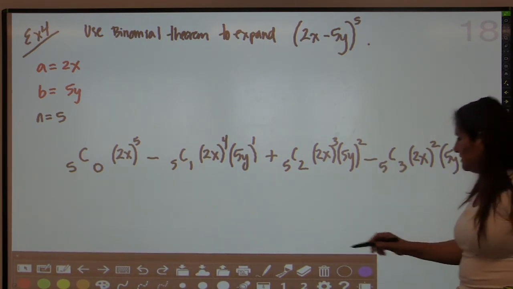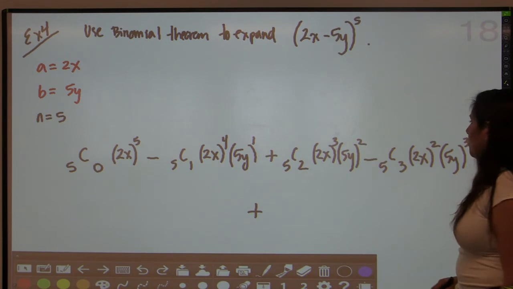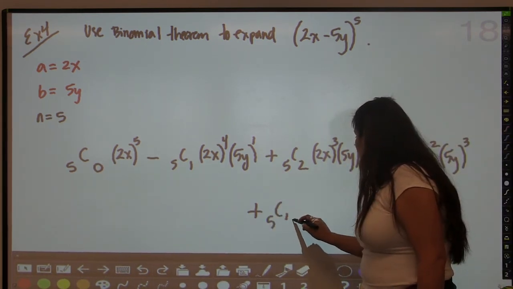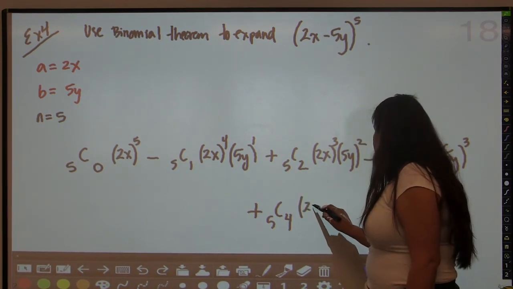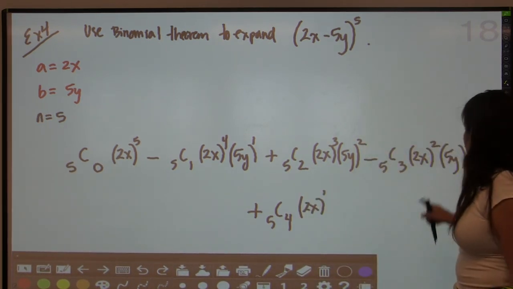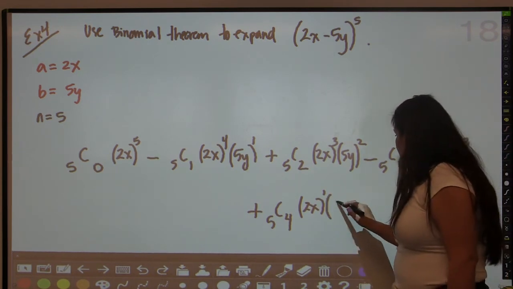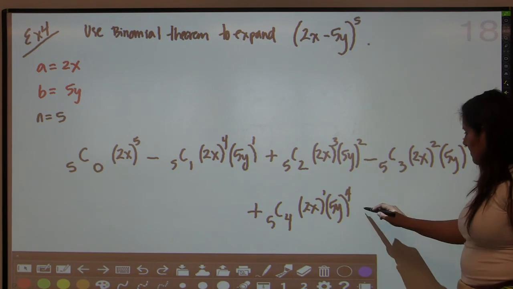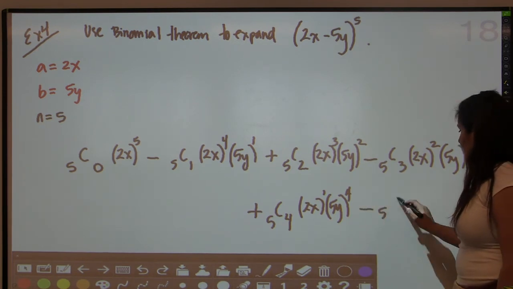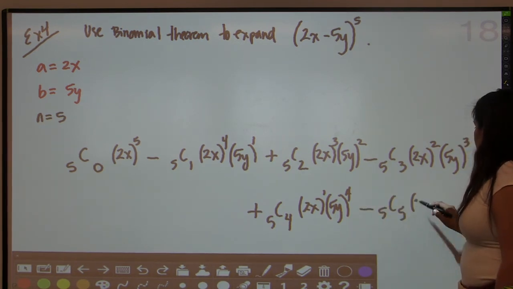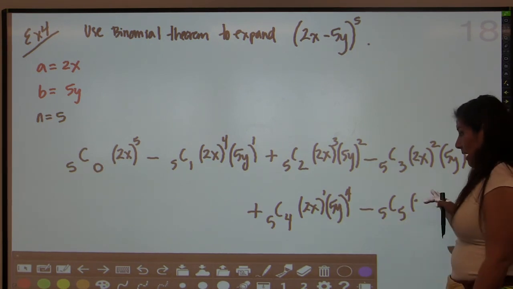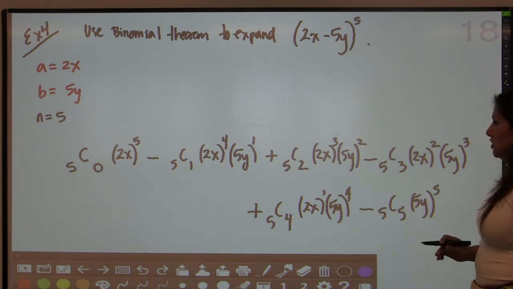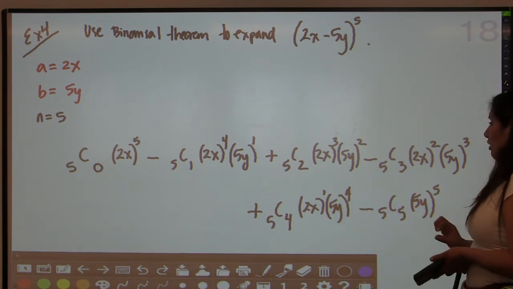My next one will be plus, and you see I ran out of room. So we did 0, 1, 2, 3. Now we need to do 5 choose 4, and then it'll be 2x to the 1 power, because this is a squared, and then my 5y will be to the 4th power. And my last one will be minus 5 choose 5, and I won't need a 2x because it'll be 2x to the 0 power, which is 1, but I will need 5y to the 5th power. And again, just to make sure, we can check all our exponents.